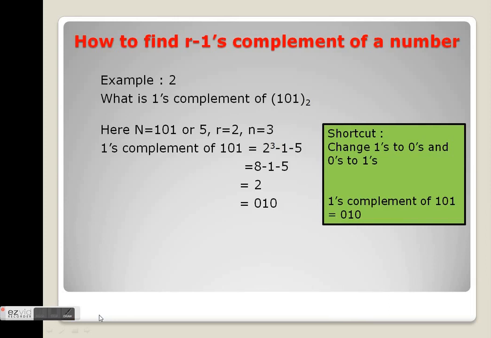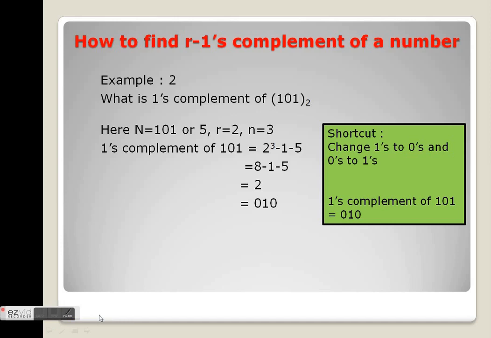In this case, we'll find the 1's complement of a binary number. So in this case, the number is 101. You can see that we have written base as 2, to indicate that it is in binary. Students, in this case, the value of N is 101, which is equal to the decimal number 5. Here value of r is 2, which is equal to the binary base, and here the value of small n is 3, because the number of digits in this case is 3.